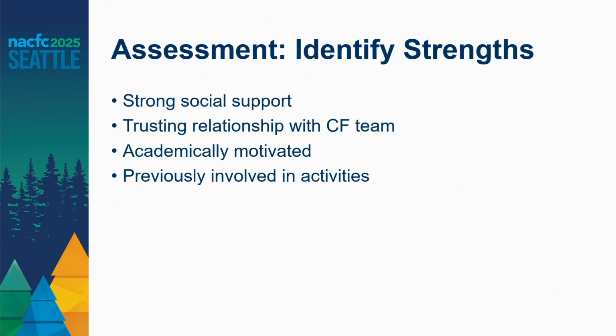When we do assessments with trauma-focused work, we want to also look at strengths. So what is already there that we can build on? And so for Jordan, we know he had a strong social support system from his family. He also had some strong peer relationships that maybe have been a little bit messed up with his current medical care, but it's something that we could potentially fall back on and rebuild. Even though he had mistrust of the medical system, given his journey, he had developed a trusting relationship with the CF medical team. He's got some academic motivation in there and had some previous involvement in activities that we might be able to re-engage.